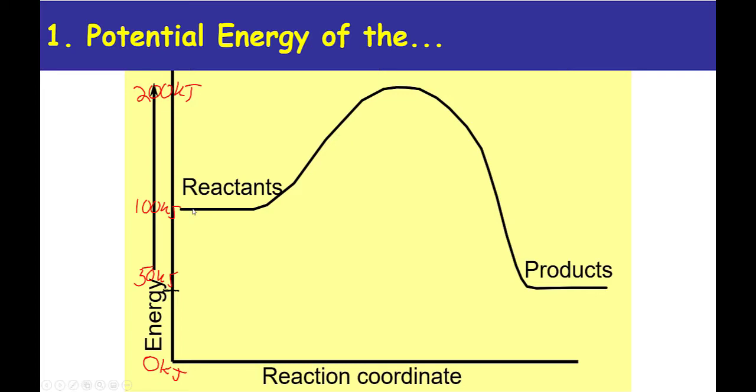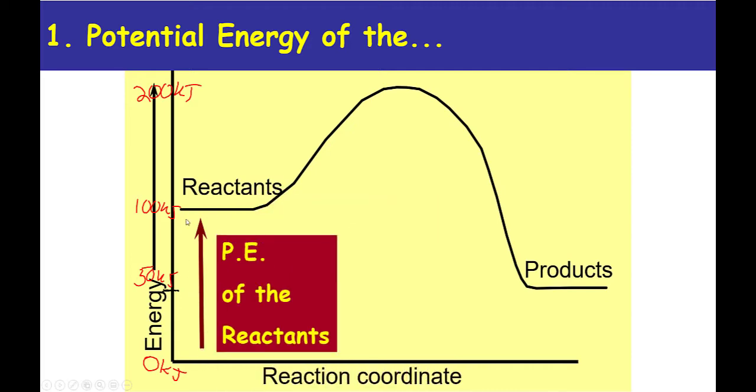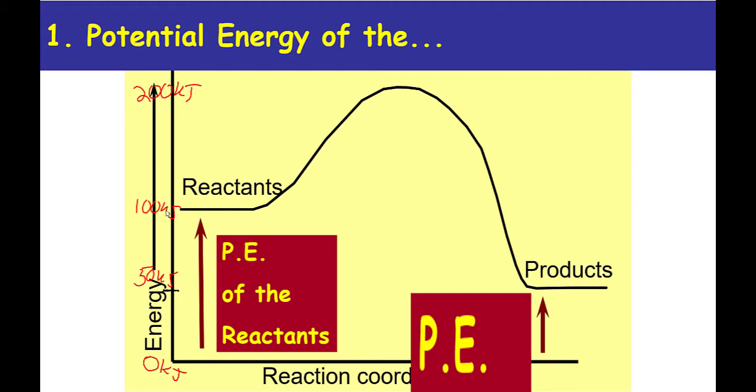So if I wanted to show that with an arrow, I would drop that in from the x-axis all the way up to that 100 kilojoules. That's what's referred to as the potential energy of the reactants. Same thing with the potential energy of the products.